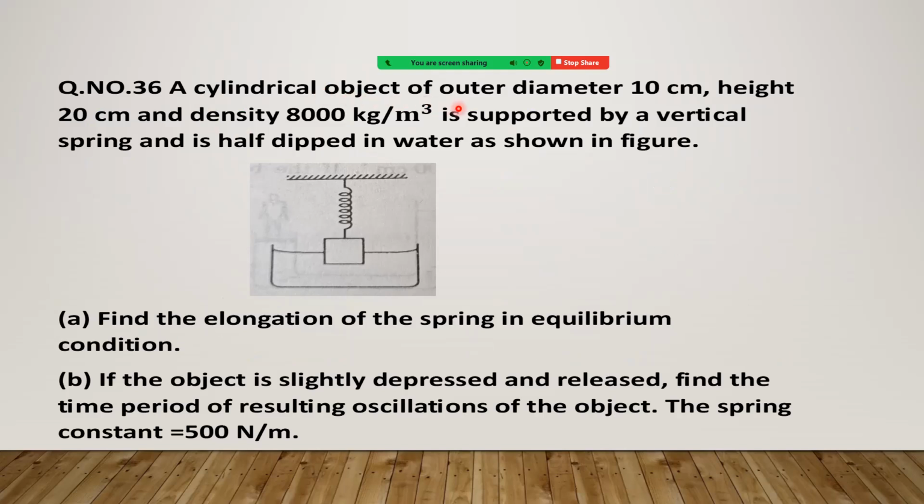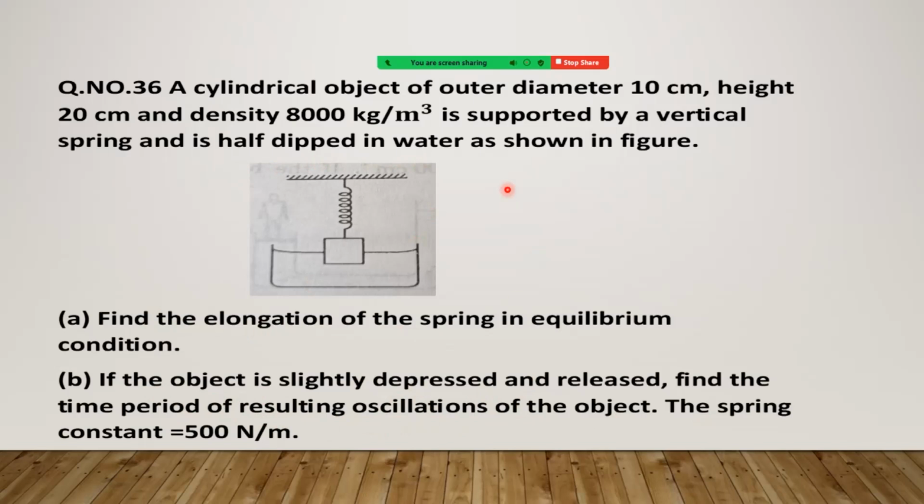A cylindrical object of outer diameter 10 centimeter, height 20 centimeter and density 8000 kg per meter cube is supported by a vertical spring and is half dipped in water as shown. Find the elongation of the spring in equilibrium condition. If the object is slightly depressed and released, find the time period of the resulting oscillations of the object, given the spring constant.